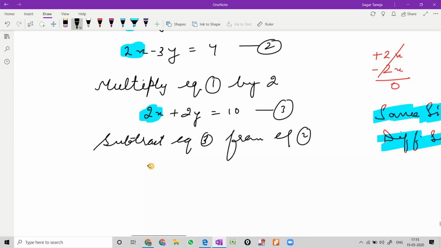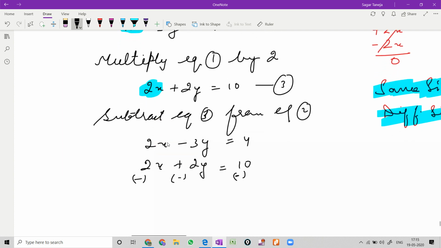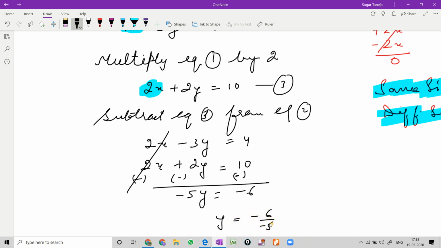So I'm writing equation 2 here: 2x minus 3y is equal to 4, and here I'm writing 2x plus 2y is equal to 10. Sign change. Why sign change? Because in subtraction, in algebra, whenever we have to subtract, we have to change the sign. So 2x minus 2x cancels out. So minus 3y minus 2y is minus 5y, and 4 minus 10 is minus 6. So the value of y we found in this step is 6 upon 5.